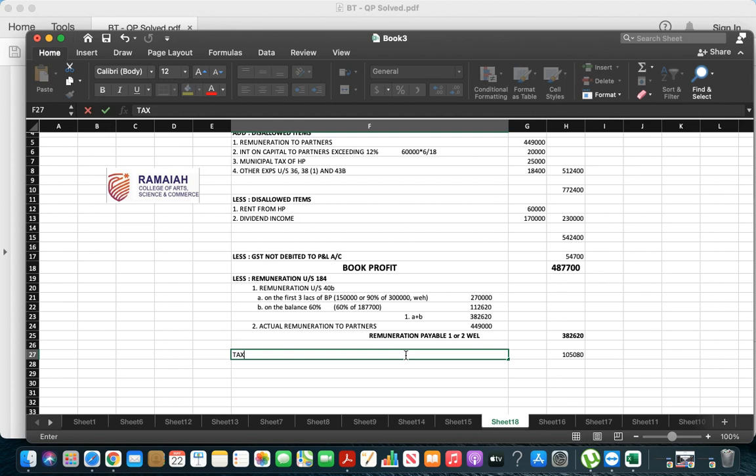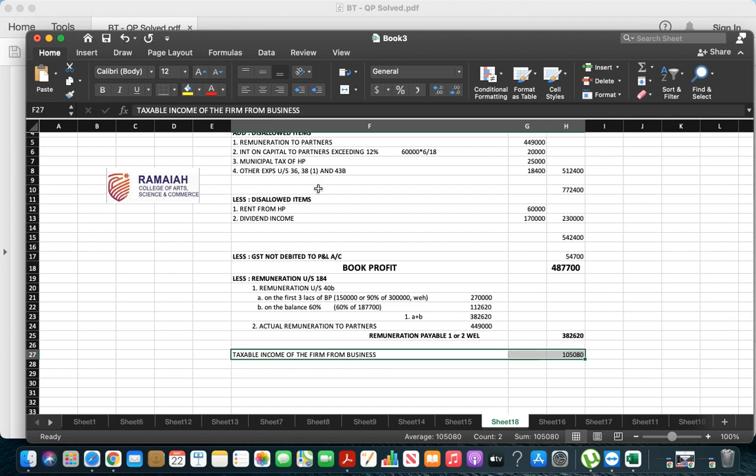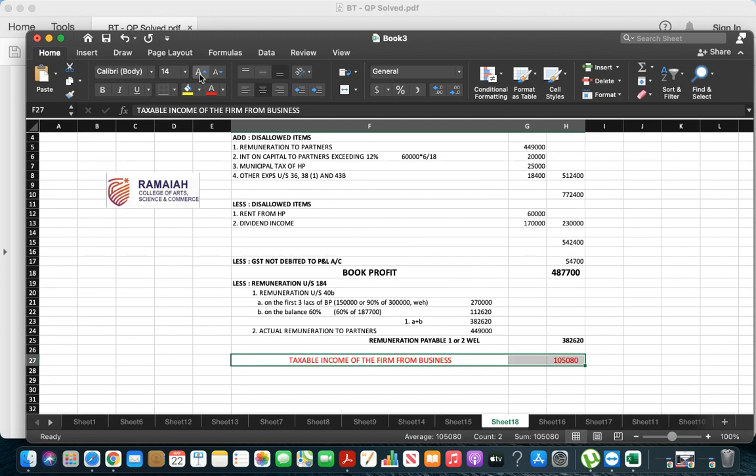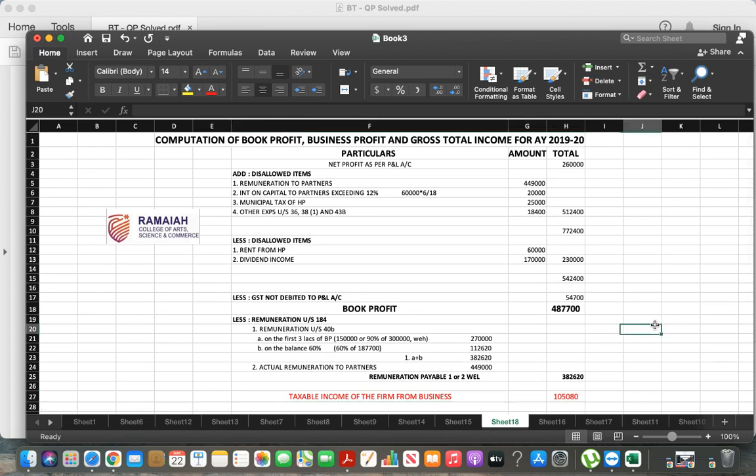So this is what we call taxable income of the firm from business, or business profit. So that is our second answer. Book profit we are done, business profit we are done, and now remaining is gross total income.